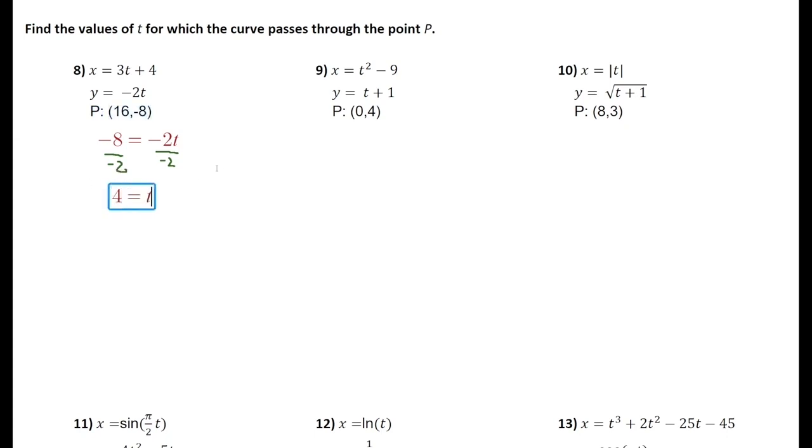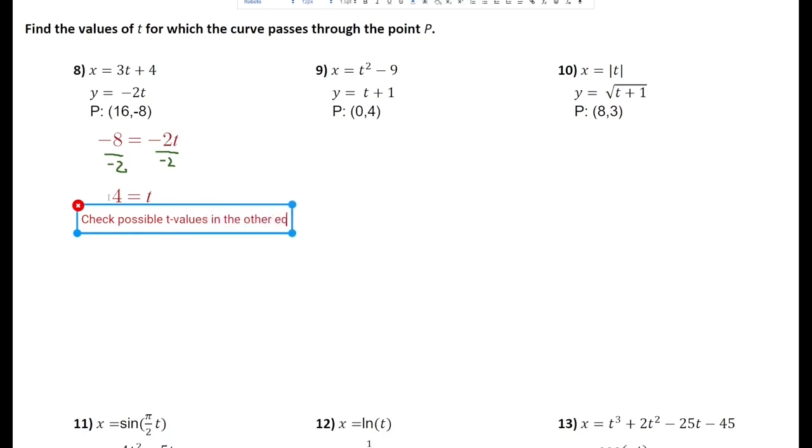So this is a potential solution here. The whole thing is that just solving one of these equations does not guarantee that this is going to satisfy the other equation. So you need to check this t value in the other equation and make sure that that x value is what it's supposed to be. So I'm just going to make a little note here: check your possible t values in the other equation.